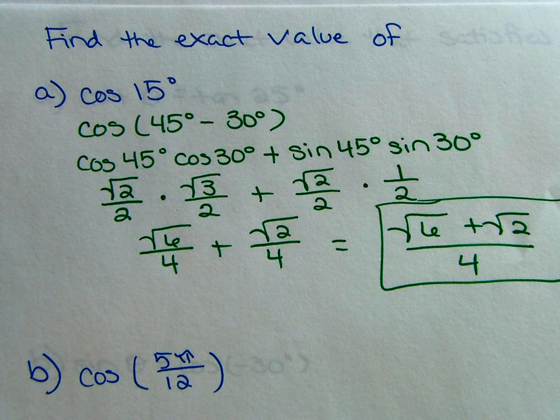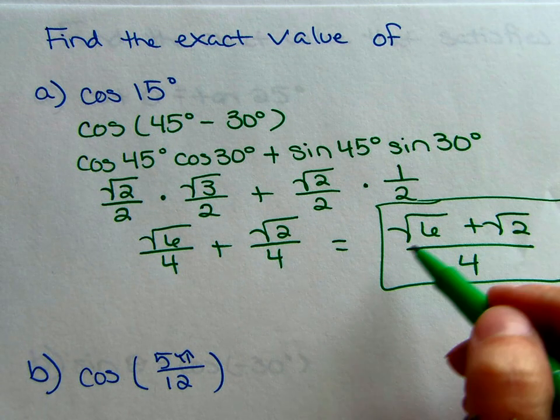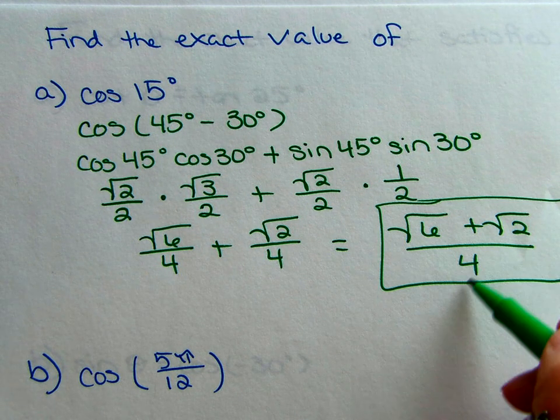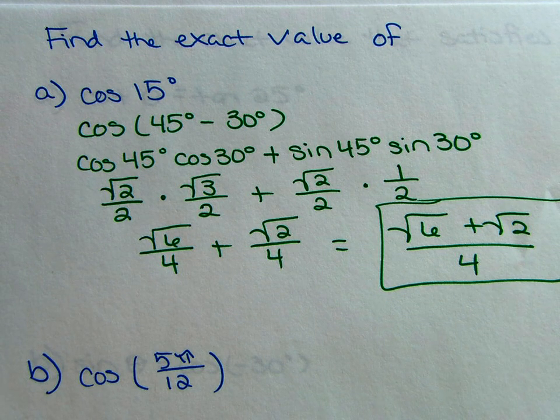But in this case, I can't combine radical 6 with radical 2. Neither of them simplify any further. Don't try and do any magic math here where you're like, okay, well, this has 2, 2, and 2. Don't do that. That's not real math. So this is as far as you can take it, and that is the correct answer.